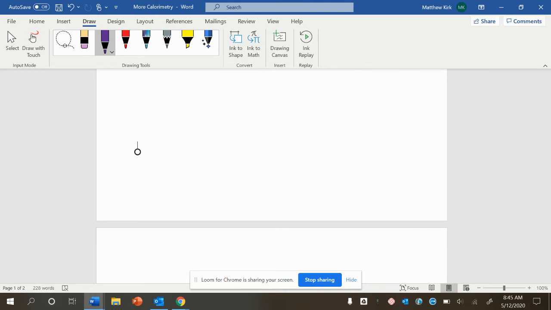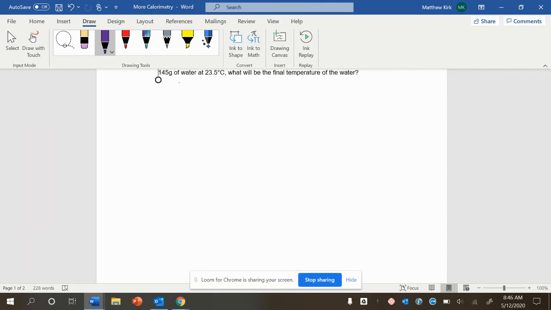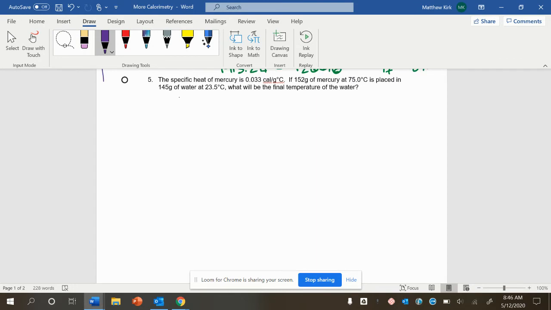So the specific heat of mercury is 0.033 calories per gram times degrees Celsius. If 152 grams of mercury at 75.0 degrees Celsius is placed in 145 grams of water at 23.5 degrees Celsius, what will the final temperature be? So again, we have mercury, we have water. So we know that this is another Q equals negative Q problem. So we're going to have to plug into both sides.